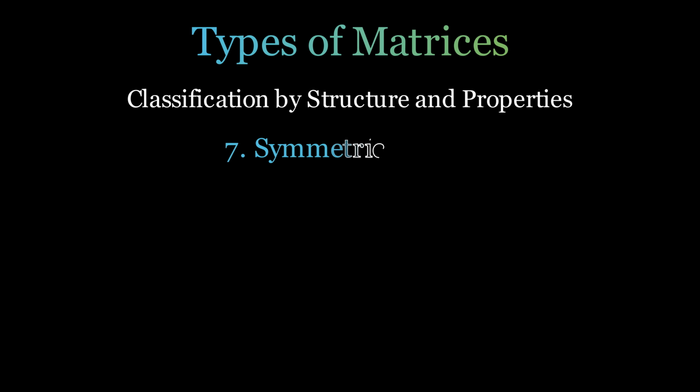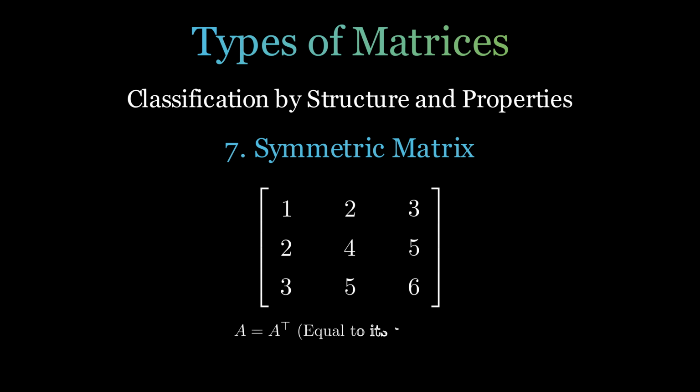A symmetric matrix equals its own transpose. This means elements are mirrored across the main diagonal. Symmetric matrices appear frequently in physics and engineering applications.